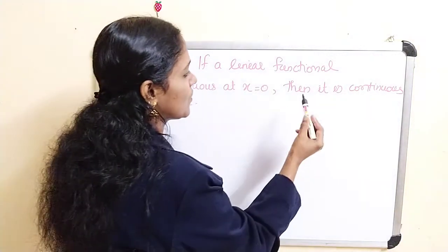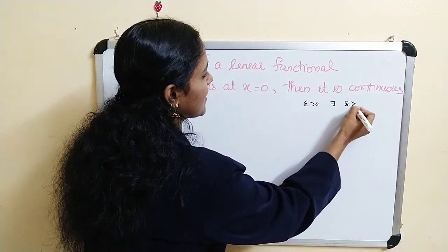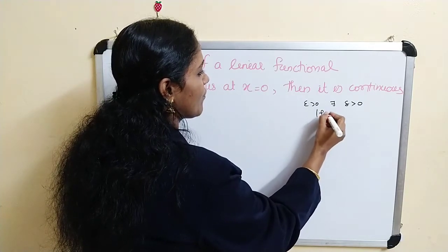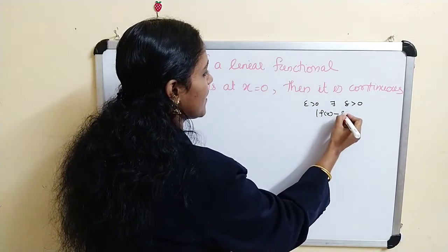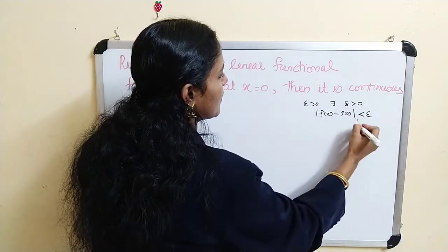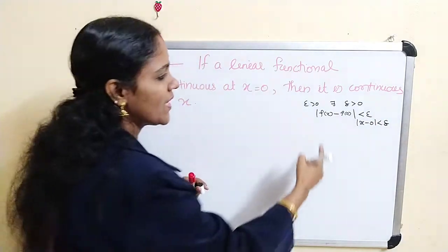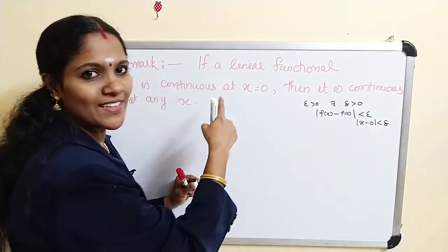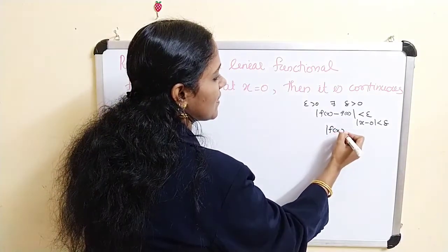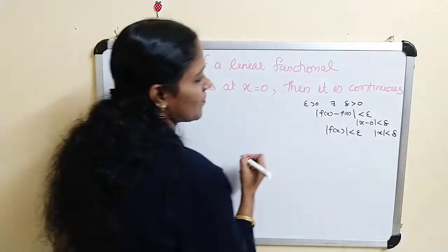Continuity at x equal to 0 implies given epsilon greater than 0, there exists a delta greater than 0 such that modulus of f of x minus f of 0 less than epsilon whenever mod x minus 0 less than delta. Okay, here f is a linear functional, therefore f of 0 equals 0. Therefore mod f of x less than epsilon whenever mod x less than delta.